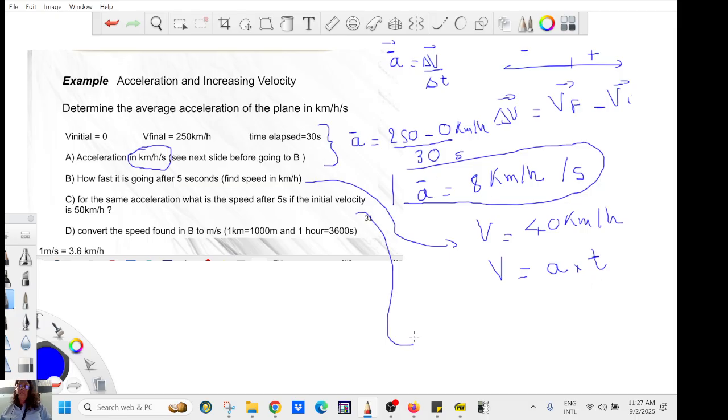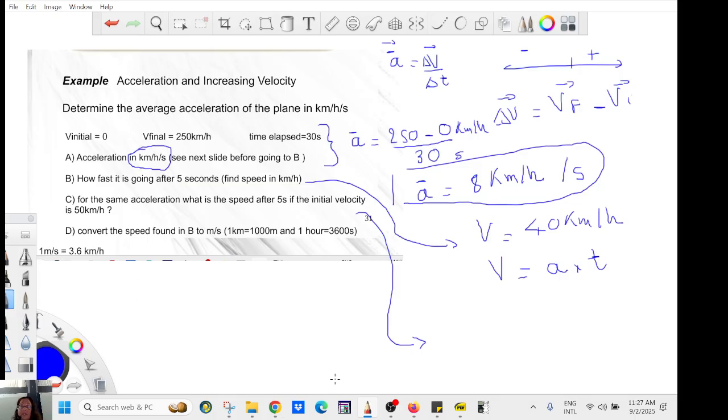Okay, now try to do this one. What happens if you still have an acceleration of 8 kilometers per hour per second, you accelerate for 5 seconds, but when you start the stopwatch, you are going at 50? Yes, what did you say? 90. Do you all agree?